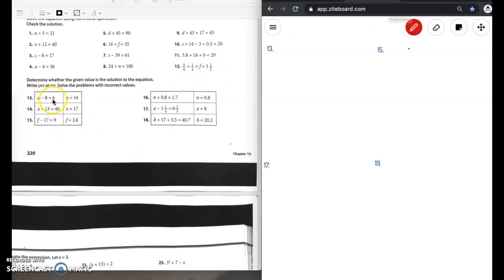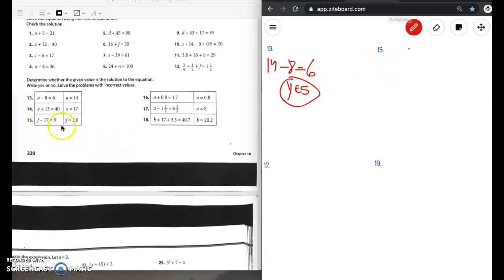A minus 8 equals 6. So we're going to substitute A with 14. So we're going to be doing 14 minus 8 equals 6. Okay, right away we know that that is correct. 14 minus 8 is 6. So we're going to write yes as our answer. Okay, let's go ahead and look at number 15.